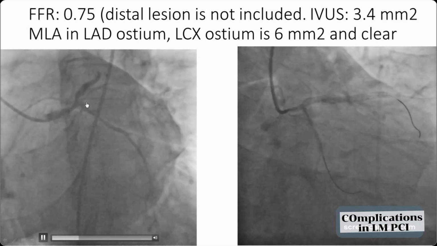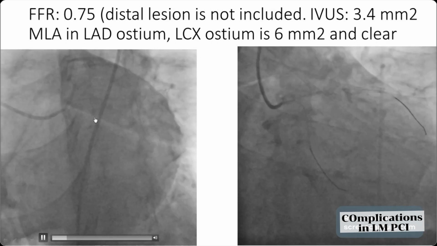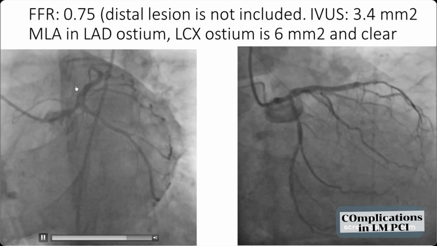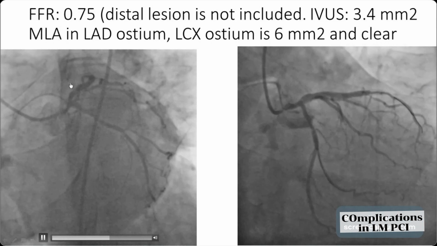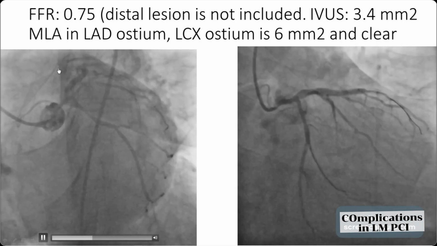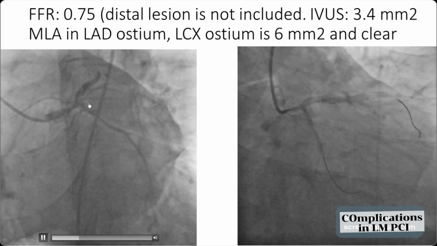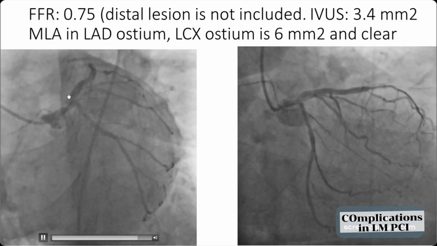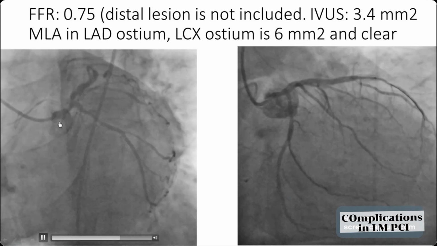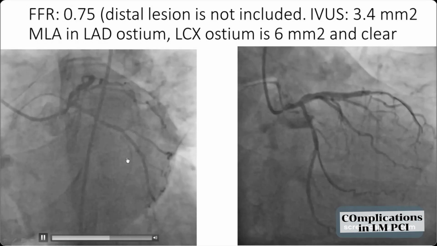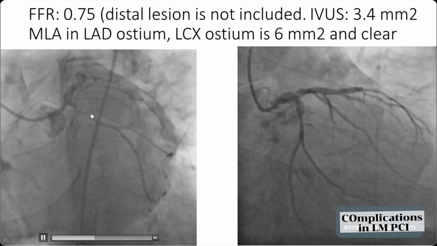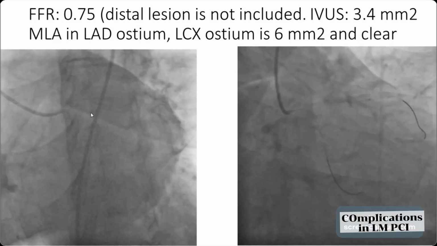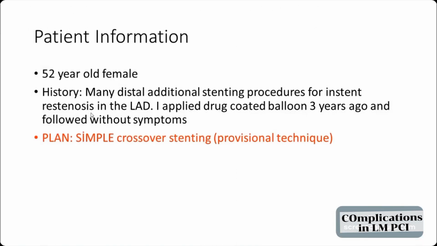And there is an old stent here, and this procedure will be simple, from left main to LAD crossover, and the distal end of the stent will be inside the previous stent, and there is no risk of edge dissection in the distal end, and there is no risk of compromise or jailing of the circumflex ostium because it's clear, and we planned a simple stenting in this patient.